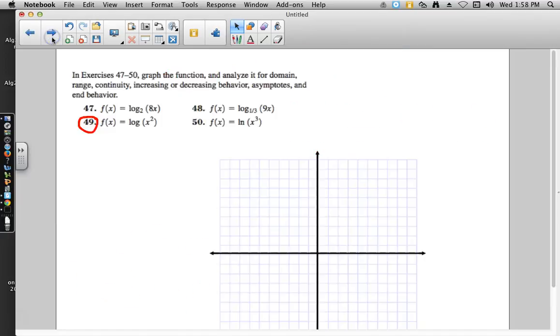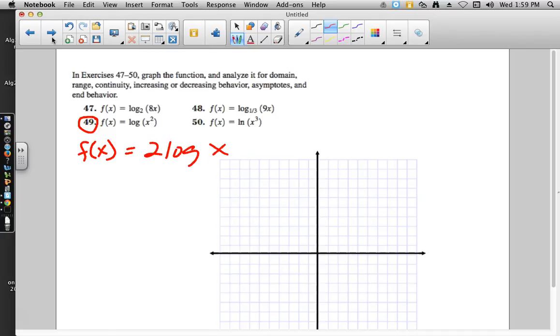Then you'd asked about a couple of graphing, and we've got 49 here. It says graph the function, analyze it for domain, range, continuity, increasing or decreasing behavior, asymptotes, and end behavior. And at first I thought, well, why are you asking about this one? We've gone over this, but this is different because we're talking about powers here. Now, when we look at this and we say, okay, we've got the logarithm of x squared, we should be thinking, well, powers become multiplication.